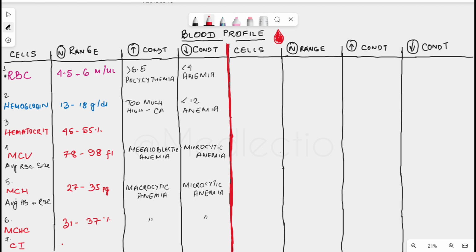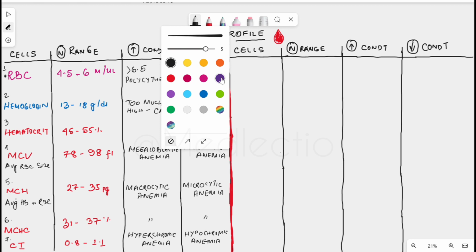So it's the color of your RBC. The normal range is 0.8 to 1.1. If it is increased, we get hyperchromic anemia, which you can also see in macrocytic anemia, which is B12 and B9 folic acid deficiency. And decreased is hypochromic anemia. Hypochromic anemia you can see in iron deficiency anemia. Okay, so our RBC part is done here. Now in the next section we will discuss the WBC one.